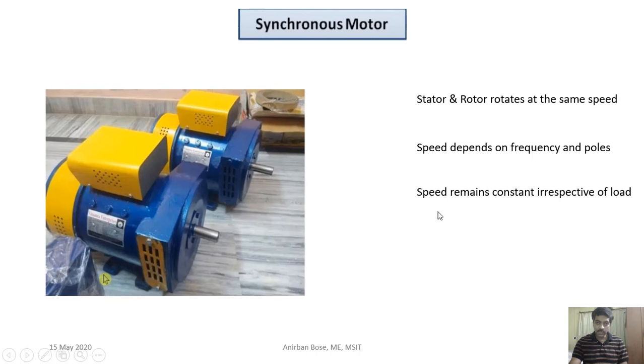By changing the frequency, it is possible to change the speed of a synchronous motor, and the speed remains constant irrespective of load. This is the great advantage of the synchronous motor. If the load is too high, more than its capability, then this motor actually stops, but it does not sacrifice its speed. So the speed always remains constant.